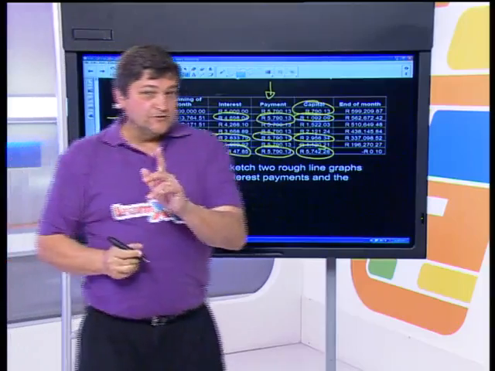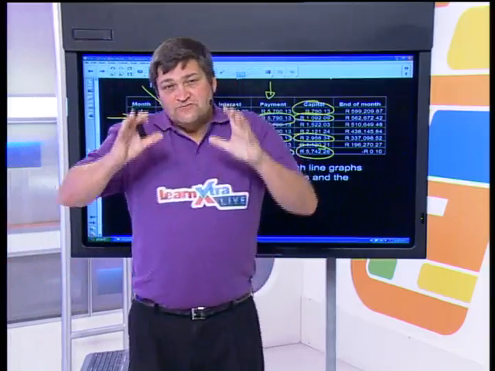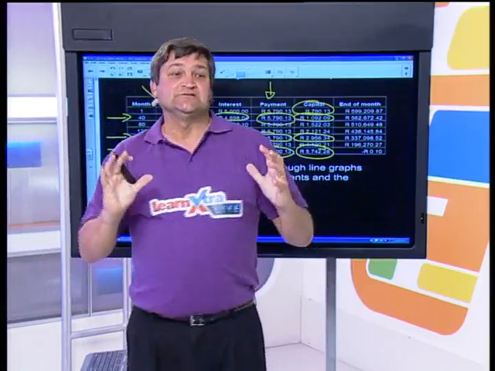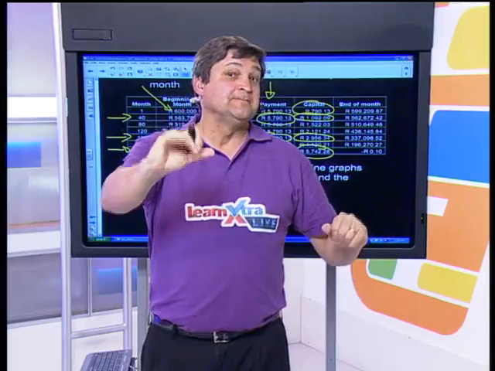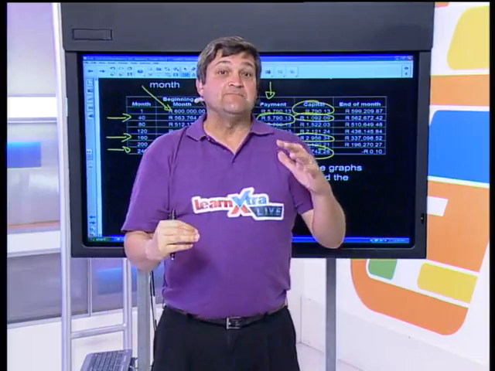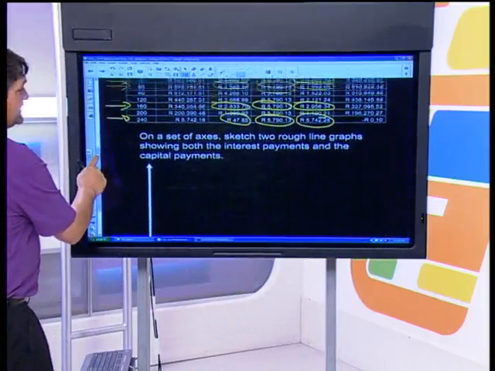So in other words, when I start taking out a loan, most of the money initially is paying interest. Only a little bit is coming off that amount I borrowed. But towards the end of that loan, I'm now paying more towards my loan than the interest. Okay. Now, how do we plot that on a graph?